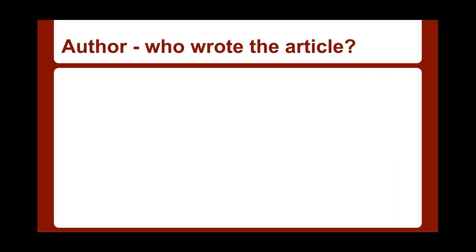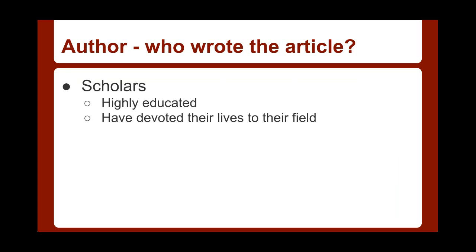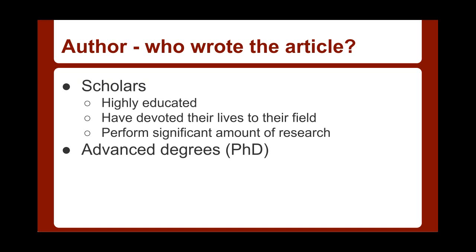We can also look at the author, or who wrote the article. Scholarly journals are typically written by scholars, that is, people who are highly educated and have devoted their professional lives to their field. They tend to perform a significant amount of research, and they frequently have PhDs and are associated with universities.